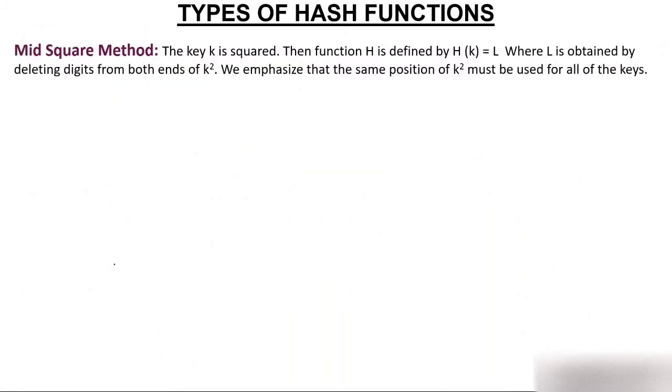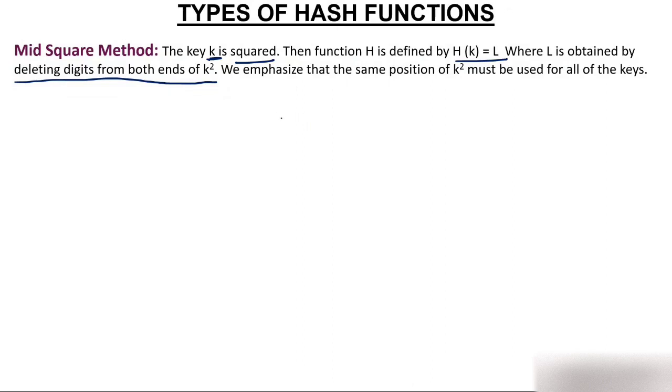Mid square method. What is the mid square method? Very important. In this case we square the key K. Then the function H is defined as H(K) = L, where L is obtained by deleting digits from both ends of K squared. It might be confusing.